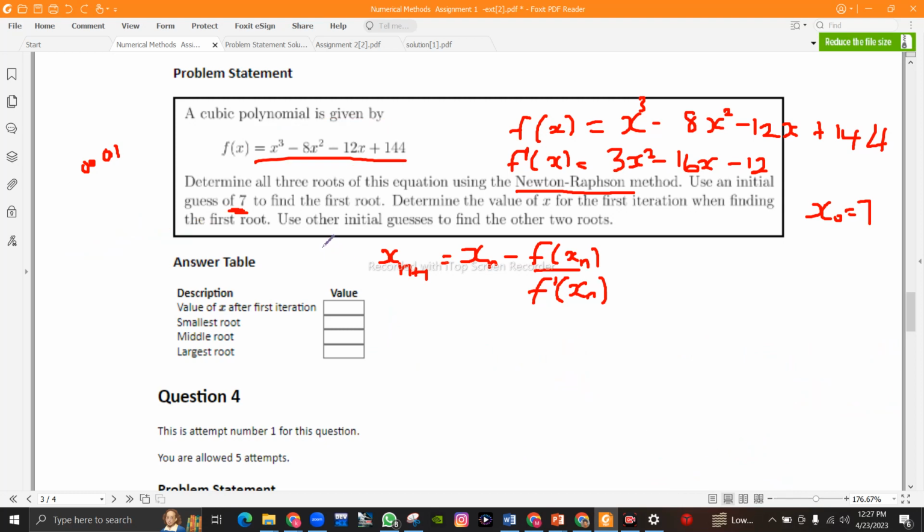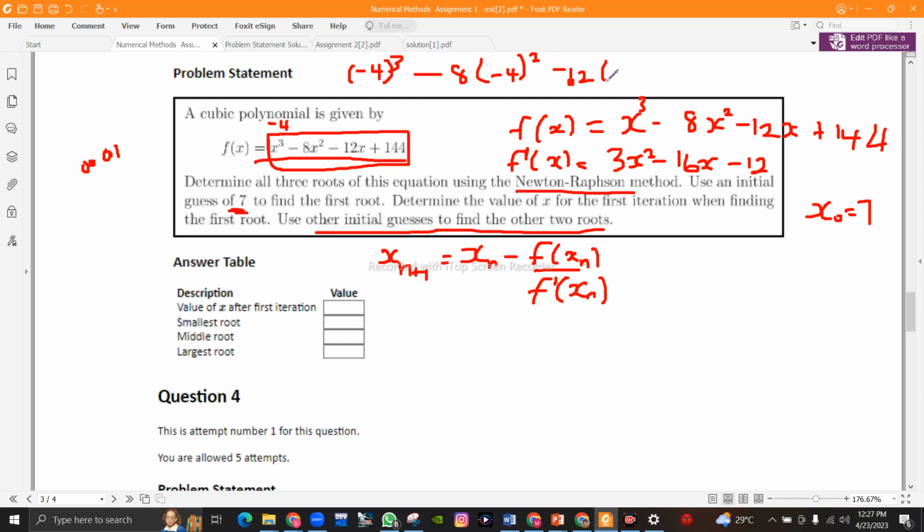So now to find the other two roots, we use other initial guesses, but we are not given any. So to help yourself, don't make guesses that are too big. Find a way to find a solution to these equations, something that is close. You know that -4 is a solution. If you put -4 here, that will be -4 raised to power 3, then -8 into -4 squared, then plus 144. You can do that in an exam too.